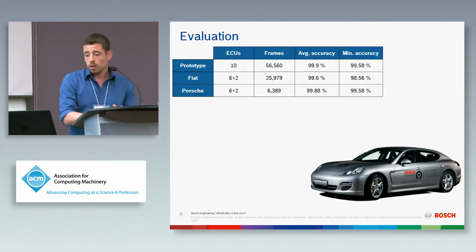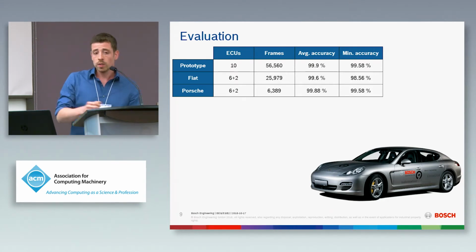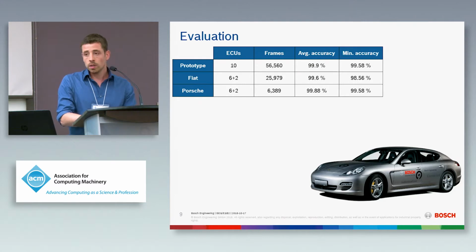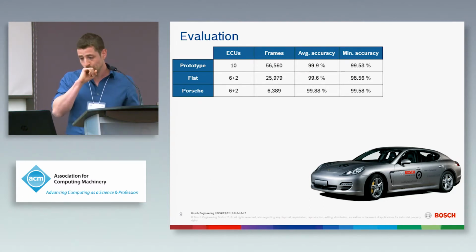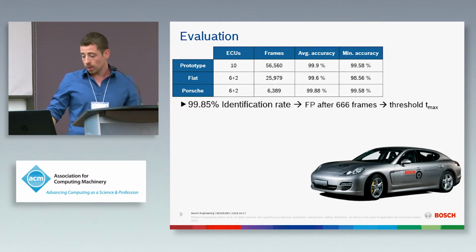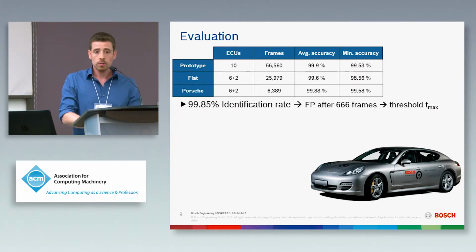The second car on which we evaluated our approach is a Porsche Panamera, also with 6 internal ECUs on the powertrain bus and 2 additional ones to send forged messages. Here we recorded 6,000 frames and achieved an average accuracy of 99.88%. Overall, we have an identification rate of 99.85%, which is an increase compared to related work.